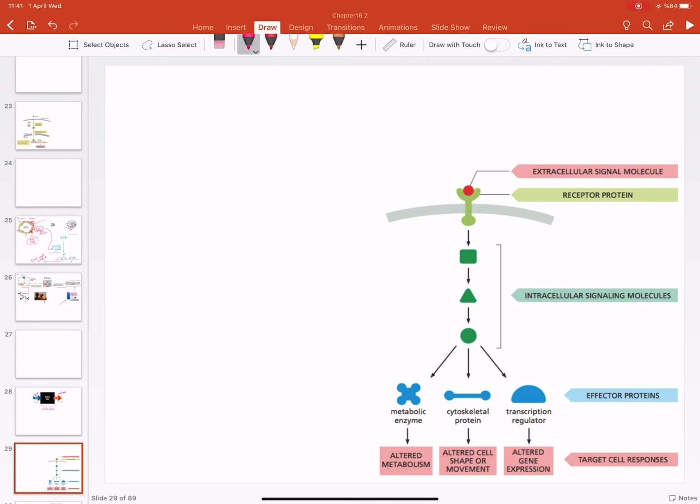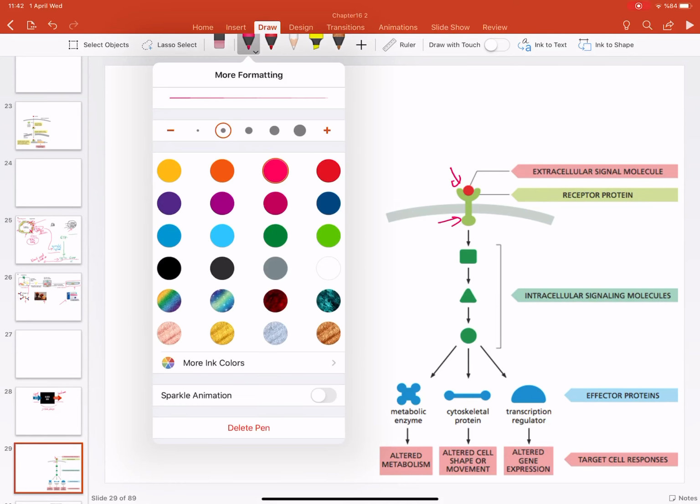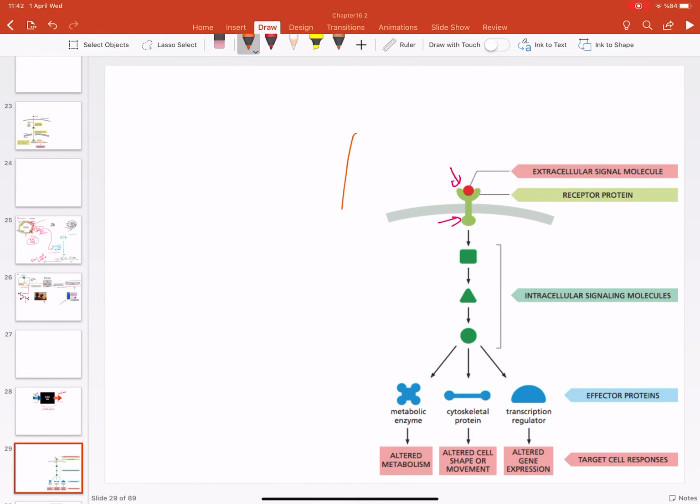So, this is a hypothetical pathway of what is going on in a cell when the extracellular signal is received by the receptor on the cell surface. And it is received on the cell surface because the signal is either too big or too hydrophilic, so it cannot pass through the membrane. This is going to relay the signal, and remember, this thing is called signal transduction.